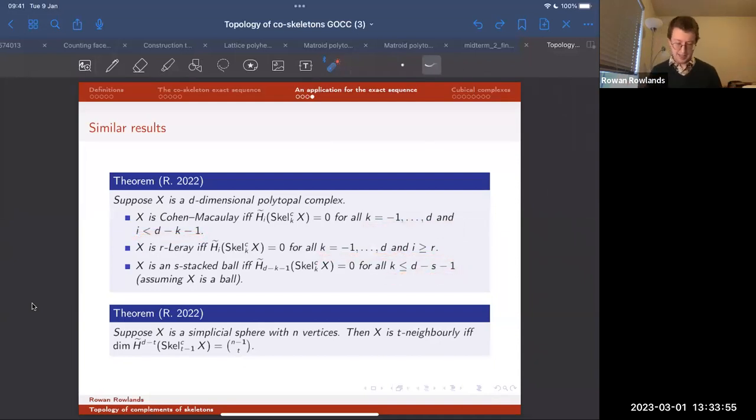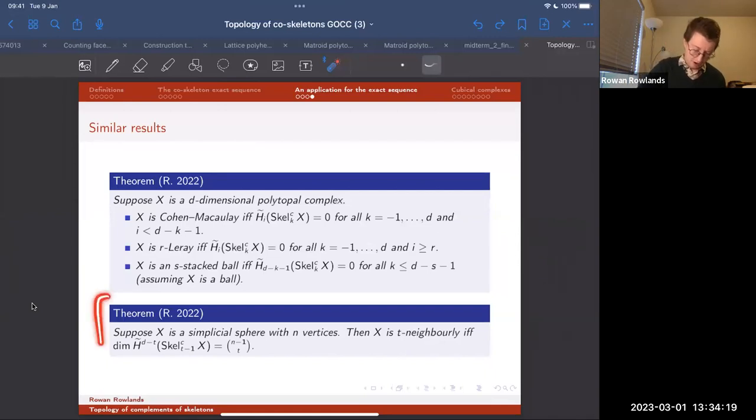So again, I think this justifies why you might want to consider kth co-skeletons and why they somehow give you a global version of the local information of the space. I'm not telling you what R-Leray or S-stacked mean. I'm just putting these words here to motivate why these kinds of results might be something you care about.